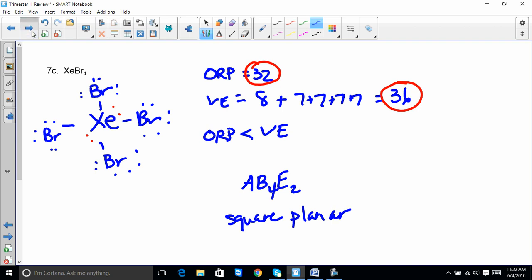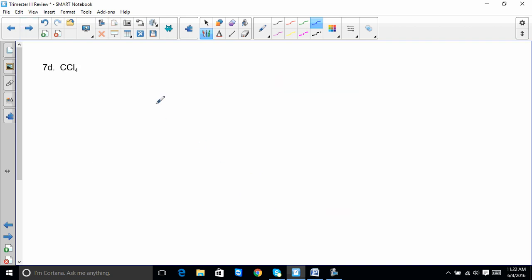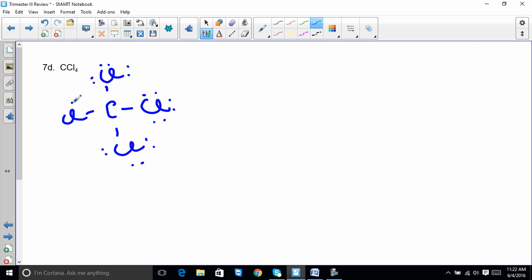All right, next slide. CCl4. This one's actually pretty easy too. So I'm going to go C, Cl, evenly spaced. This has 2, it needs 8, so I have to put 6 dots. This has 2, it needs 8, I have to put 6 dots. This has 2, it needs 8, I have to put 6 dots. Carbon right here already has 8, so I don't have to add any dots.